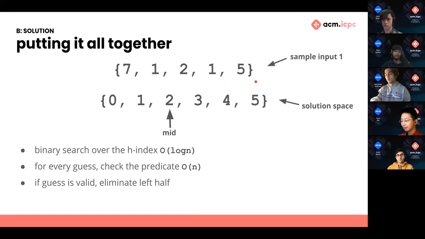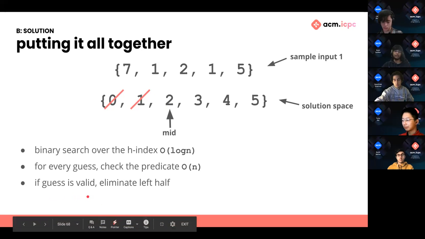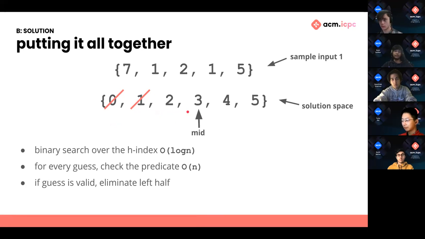And therefore, because the goal is to find the largest possible h index, we know that 2 is a valid one. So 0 and 1, even though they're also valid, they don't really matter anymore because we're trying to find the largest one. And if 2 is already an h index, then something less than 2 is not going to be the largest one because 2 is already larger. So because of that, we can eliminate 0 and 1 immediately once we find that 2 is valid. So if your guess is valid, then you eliminate the left half, so all the elements less than mid. And then after that, we can continue going on with binary search.